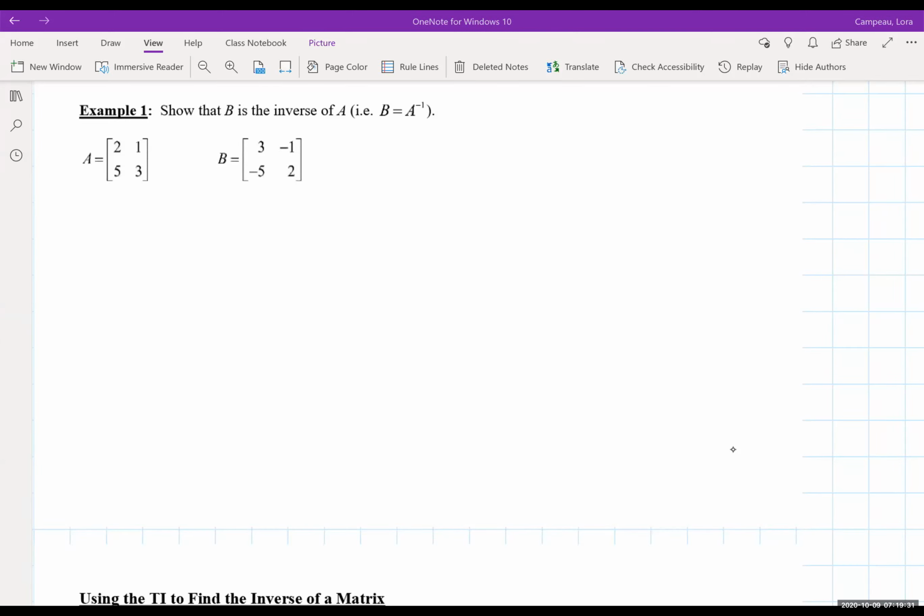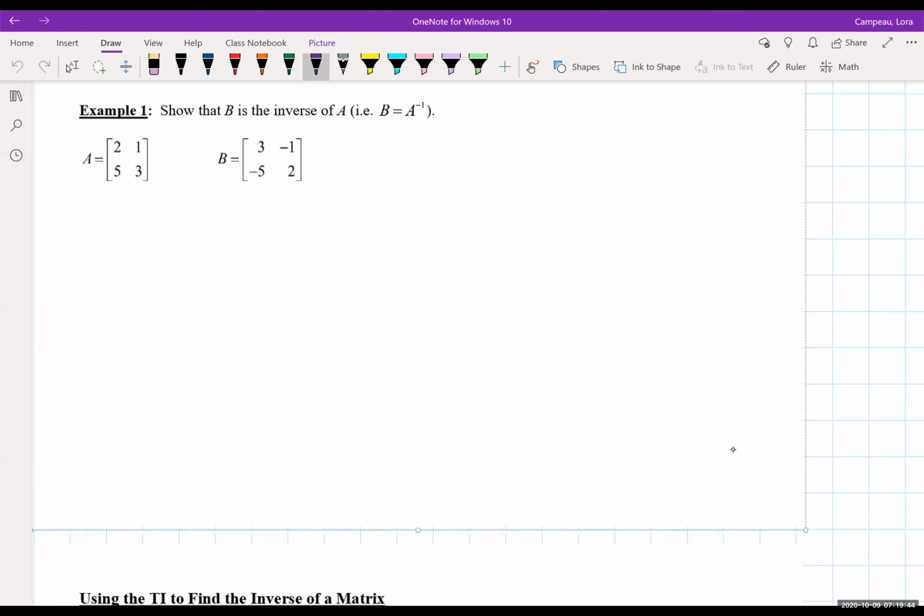Welcome back. We're looking at inverses today, and the first example is asking us to show that B is the inverse of A. So when we do this, the first goal is to make sure what we need to show is the multiplication of A times B. So just kind of a few steps. Show one, A times B is equal to the identity matrix. Now remember, both are 2 by 2 matrices.